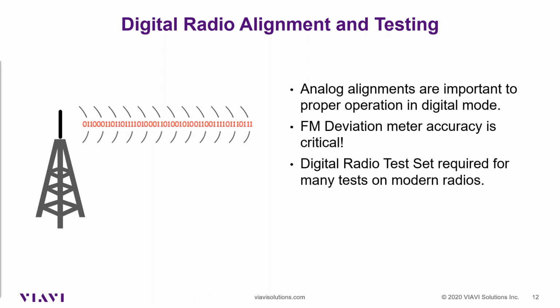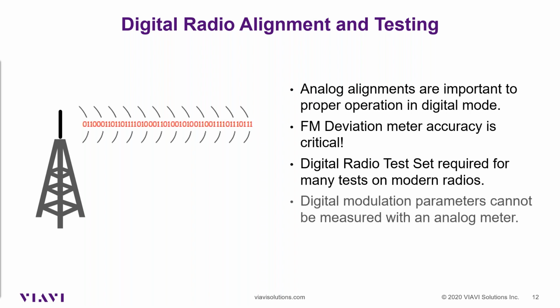So again, a digital radio test set is required for testing most of our modern radios, even though most of our modern radios are still an analog RF device, just being modulated in a digital fashion. It really comes back to being able to test it correctly in the digital mode to make sure that it's working. And once again, those digital parameters can't be measured with an analog meter because oftentimes there's not an analog meter equivalent to those digital parameters.